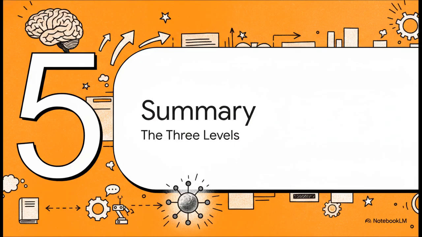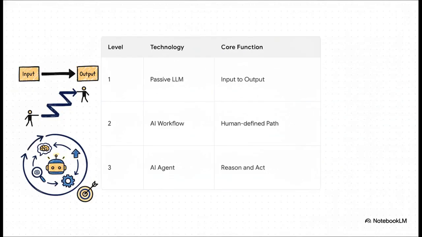Let's wrap this up. The 3 levels summarized. Think of this as your ultimate cheat sheet for where AI is right now. At level 1, LLMs are entirely passive. Input in, output out. At level 2, AI workflows are human-directed. You give an input, but the AI follows a rigid human-defined path to get to the output. But at level 3, true AI agents are autonomous decision makers. You simply give them a goal, and the AI reasons, acts, and iterates all on its own to achieve that final output.